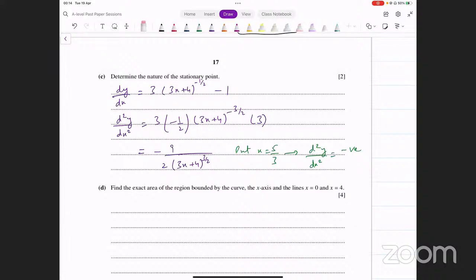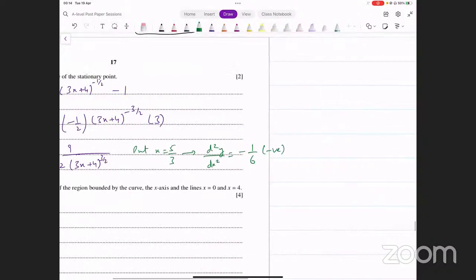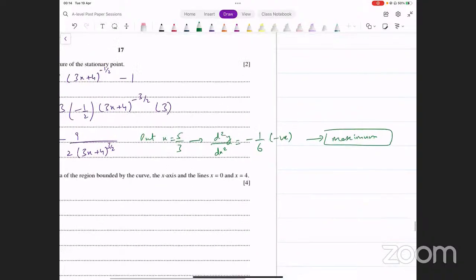इफ यू वांट यू कैन जस्ट ट्राई दैट. 9 3 का क्यूब 9 over 54. आई थिंक इट्स गोइंग टू बी 1 over 6. ये आपके पास minus 1 over 6 आ गया. Since this is negative, आप कहोगे you've got a maximum point. ठीक है, second derivative जब negative होता है you've got a maximum point. Second derivative जब positive होता है you have a minimum point. ठीक है, यहाँ का maximum point है.